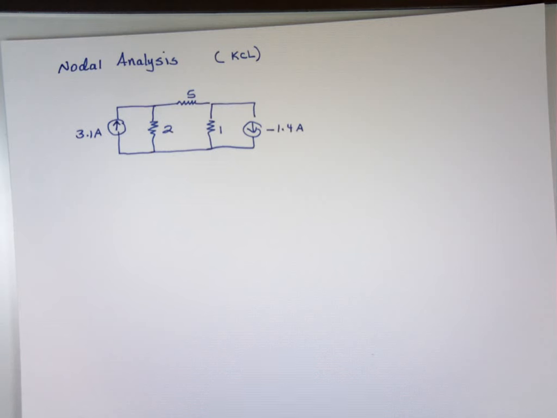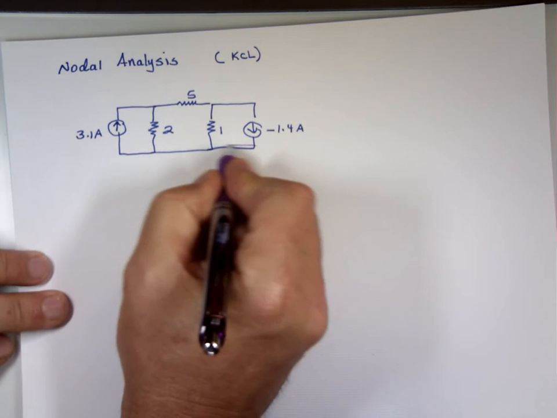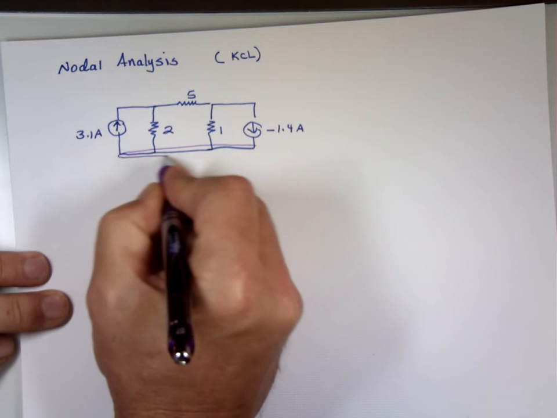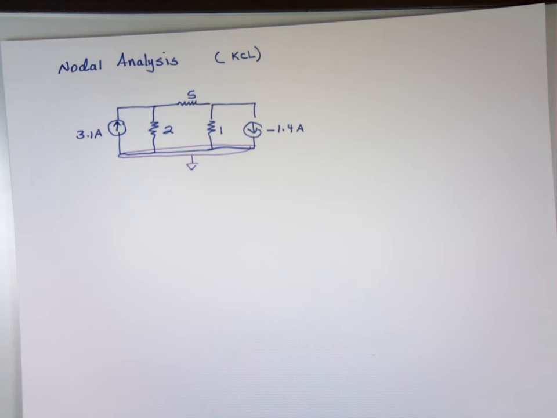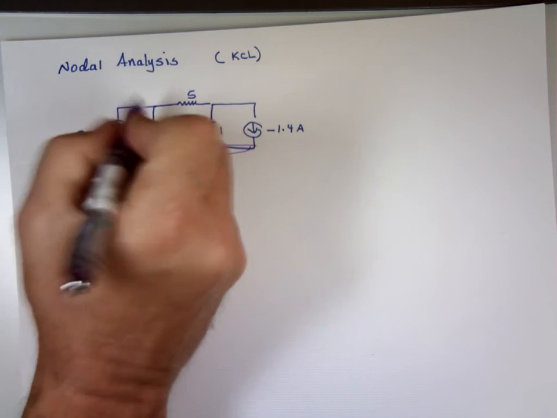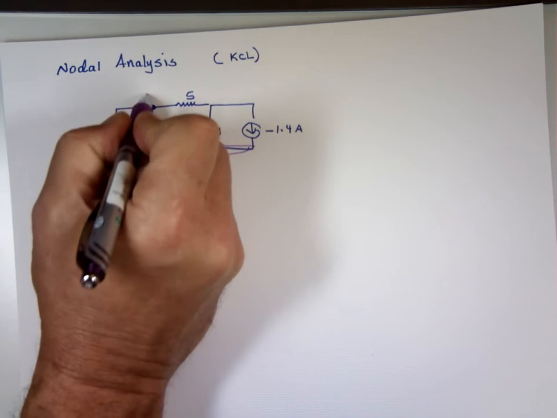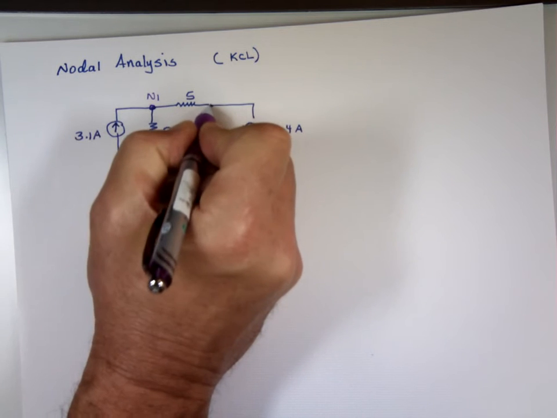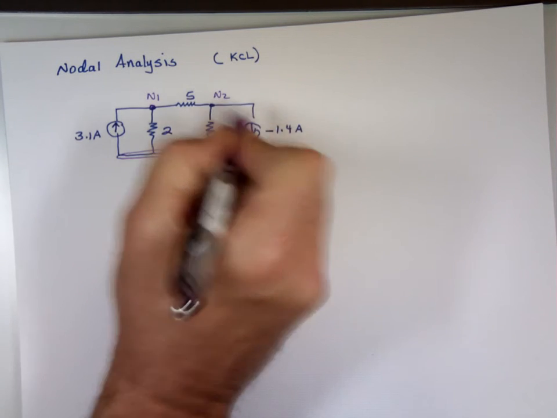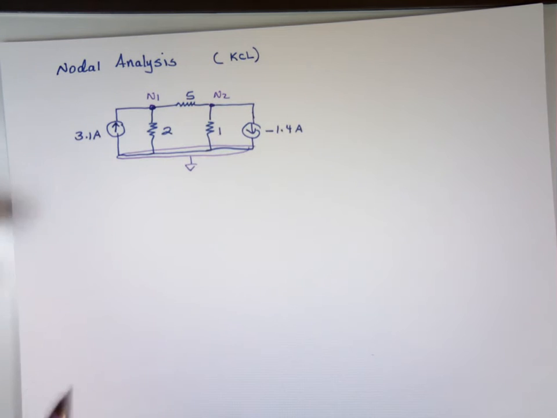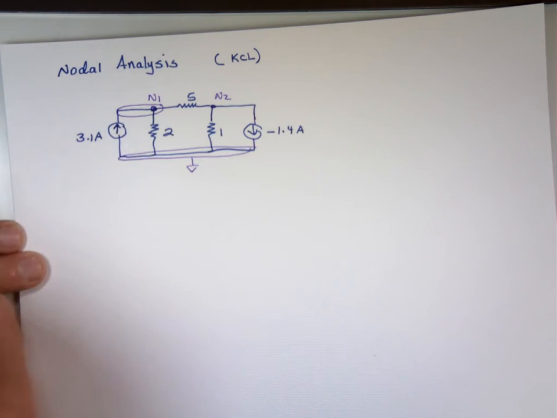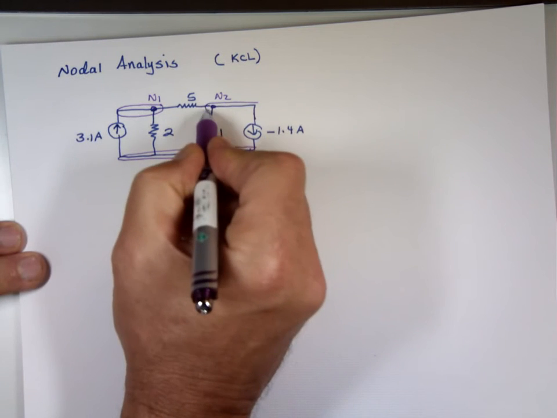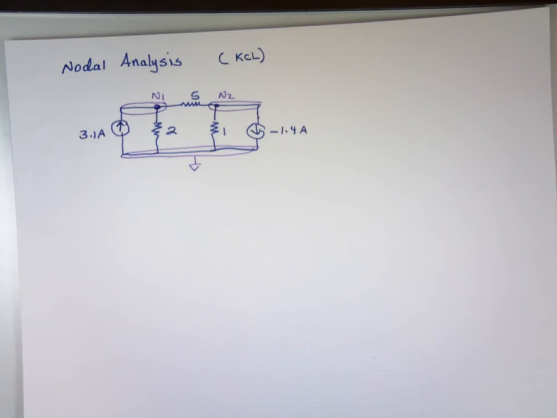So the ground is my bottom node. This is my ground, so I'm going to neglect that. I'm not going to do KCL at that node. That's my ground. I have 2 nodes. There's one node, we'll call it N1, and this is node 2, N2. N1 is really all of this, because the wire doesn't change anything. That's N1. And N2 is all of this. There are no other elements, just a wire connecting them.